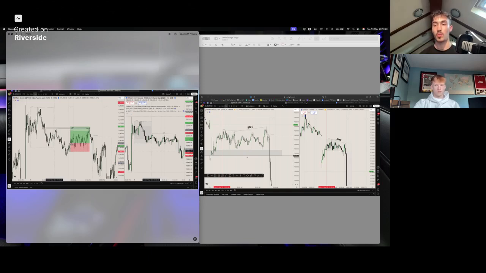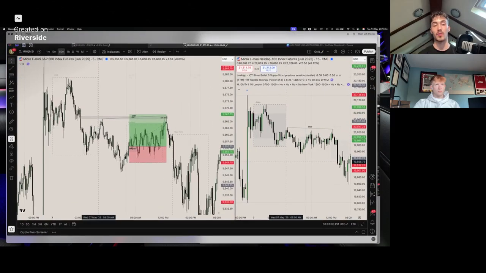I can go straight into the one on the left if that's okay with you, Tom, because this is an example of how we used it to get out of a trade.